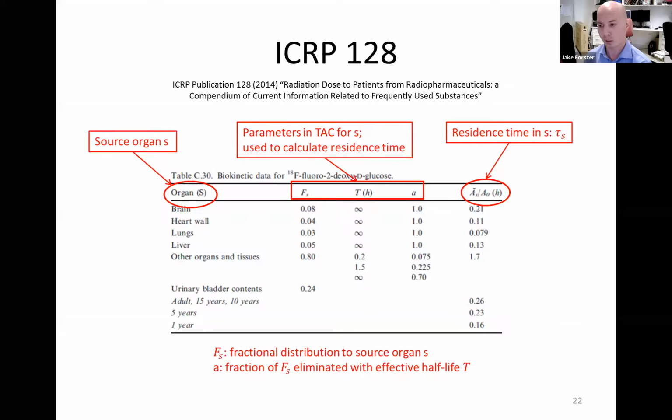The first column on the left is the source organ, S. Columns 2 through 4 are these parameters that I showed you in the last slide. These parameters are the ones that describe the time activity curve in the source organ S, and they're the ones that are used to calculate the residence time, like I showed. And that last column is the residence time in the source organ S.